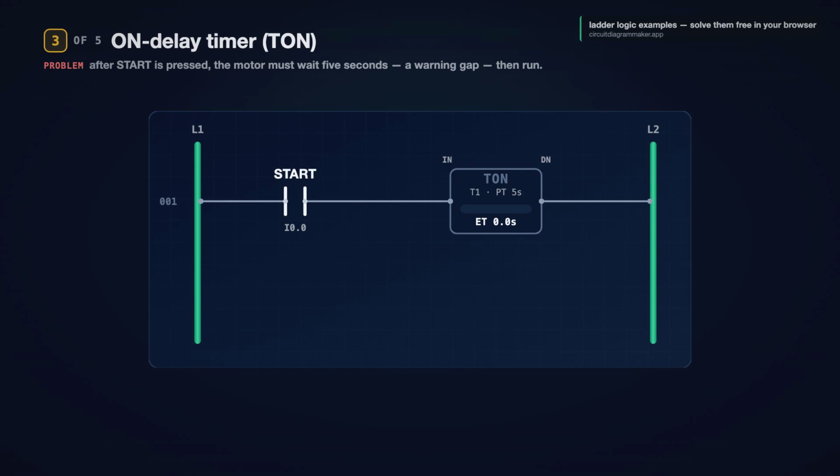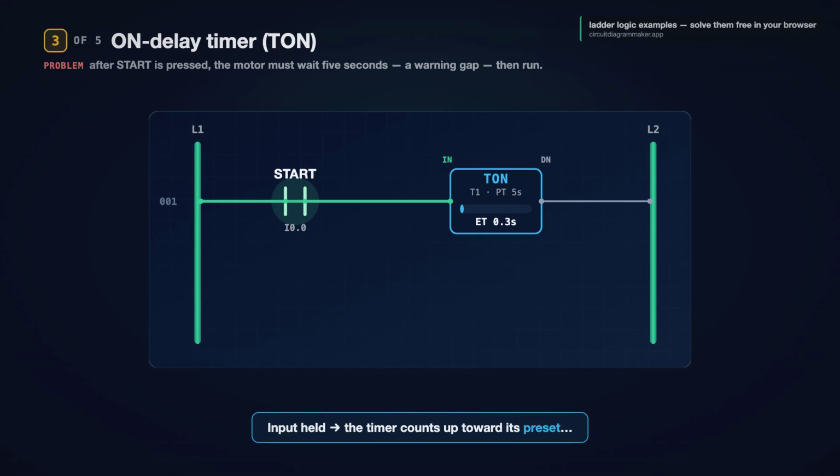Example 3, the on-delay timer. The problem, when someone presses start, the motor should wait 5 seconds, then run. A warning buzzer sounds in that gap, so nobody is caught by surprise. Enter the timer. This block is a TON, a timer on delay. It has 3 things to know. An input that starts it, a preset, here 5 seconds, and a done bit that turns on when the time is up. Rung 1. A start contact drives the timer's input.